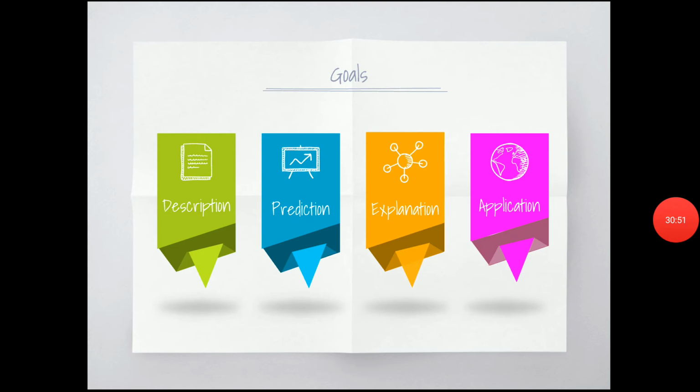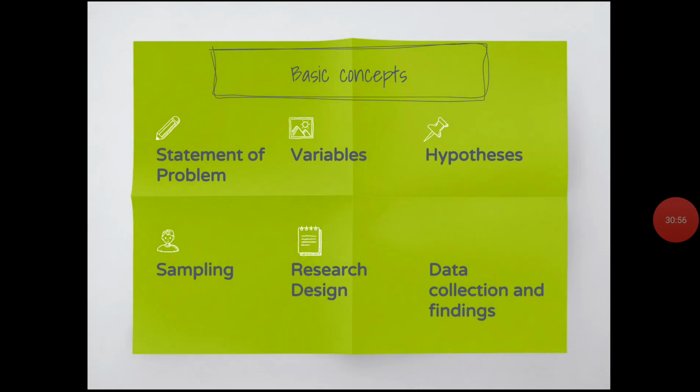All right. Now that we have looked at all of the goals of research, let's quickly look through the basic concepts that we've considered so far. So we've looked at the statement of the problem. Yes. The statement of the problem is basically the research question that you would have. Then we looked at what are the variables involved. So you have the IV, you have the DV, and you have the EV.